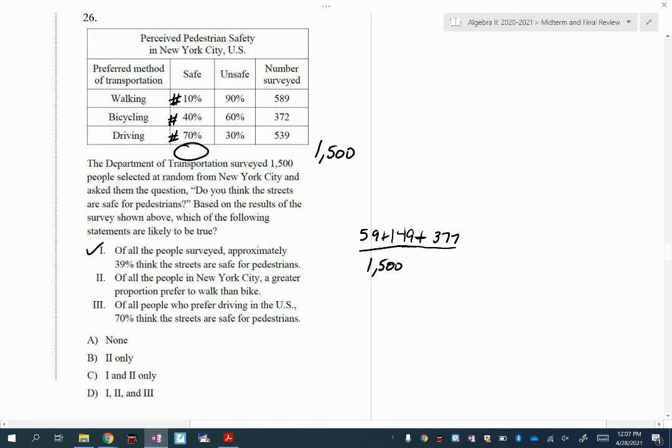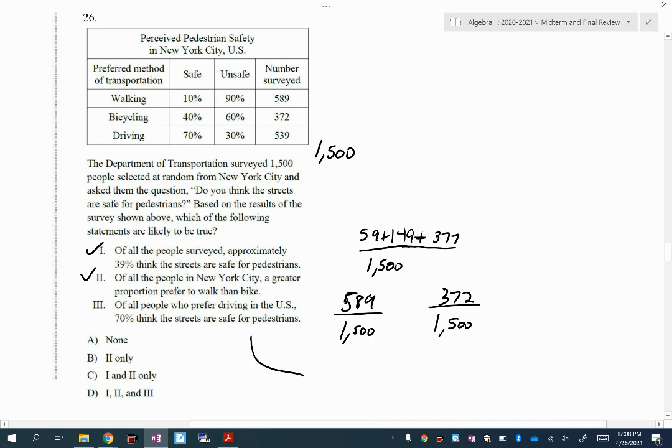So 1 is true. Now Roman numeral 2, of all the people in New York City, again, 1,500, right? A greater proportion prefer to walk than bike. All right, so let's look. We look at the walking and biking. So out of 1,500, we had for walking, 589 out of 1,500. And for biking, we had 372. So it looks like there's a greater proportion that choose to walk than bike. So also true.